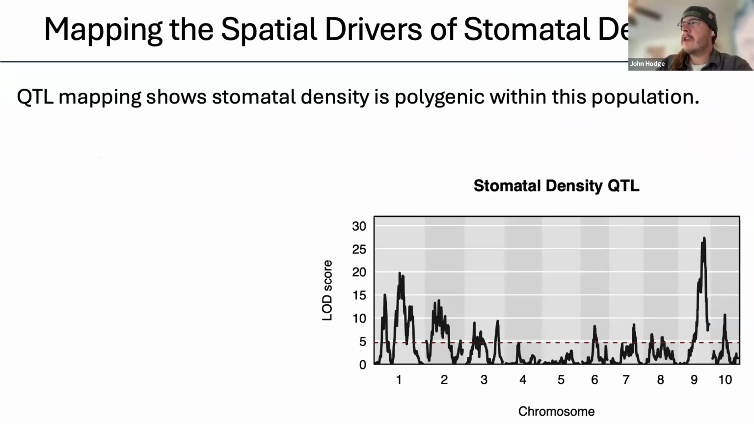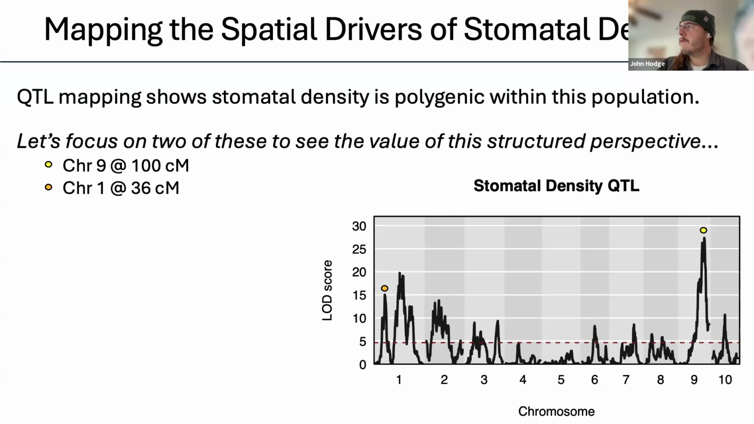One thing that stood out immediately is that when we just did a QTL map of stomatal density, we recovered all of the same QTL that Kevin did in his original study. And we can already see that stomatal density is highly polygenic within this mapping population. However, we're going to focus on two QTL, one of which looks exciting over on chromosome 9, and one that initially might look a little bit boring over on chromosome 1. And we're just going to compare what information these two things are telling us.